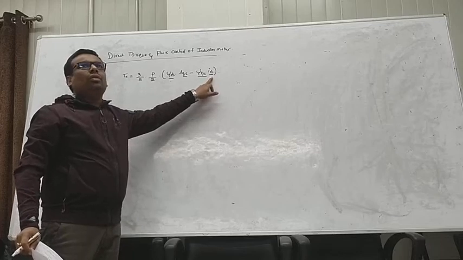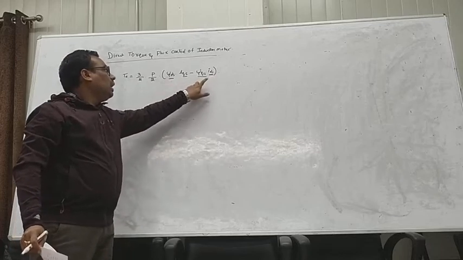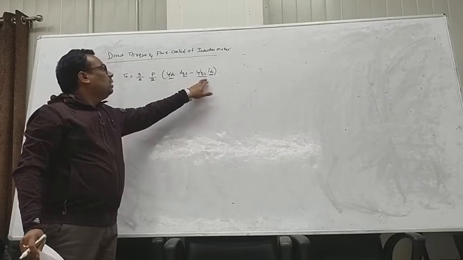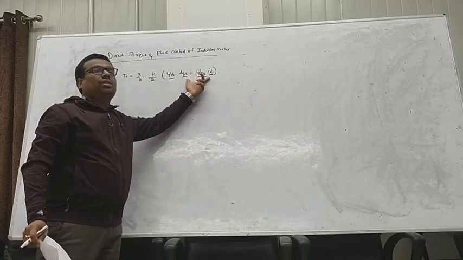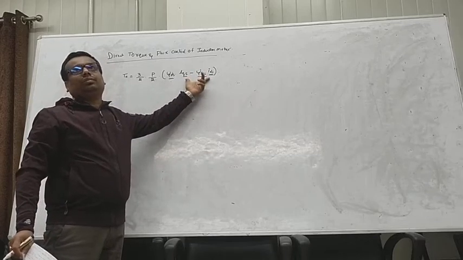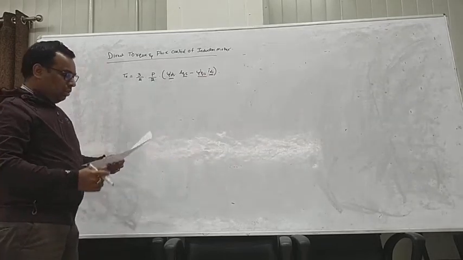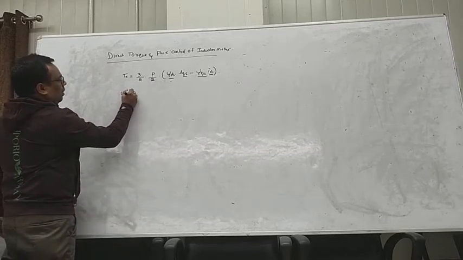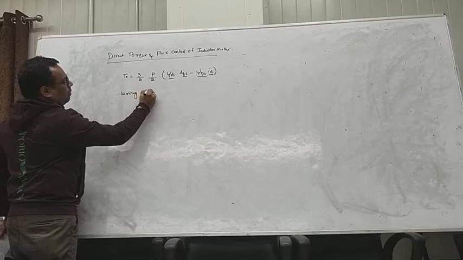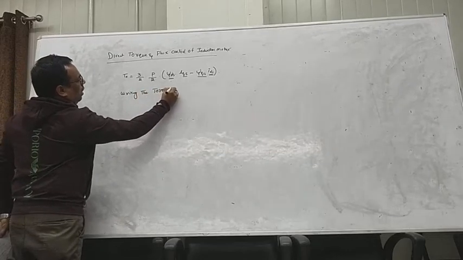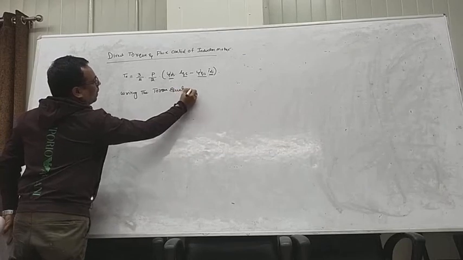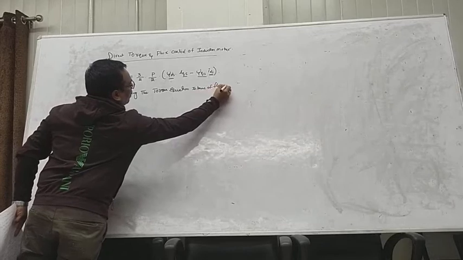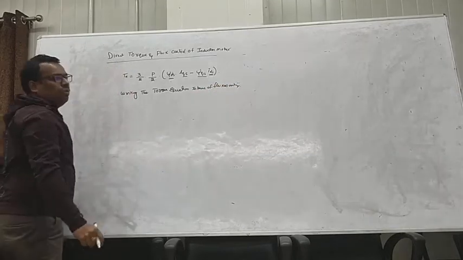So now what I would like to do is represent this IQS and IDS in terms of the flux variables, in terms of fluxes. So, writing the torque equation in terms of fluxes only.